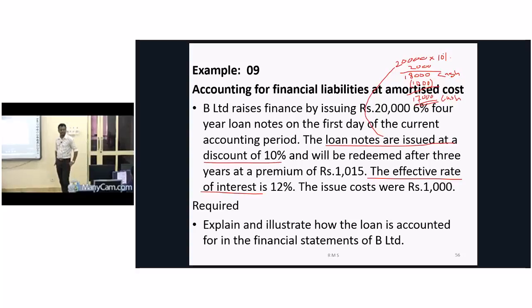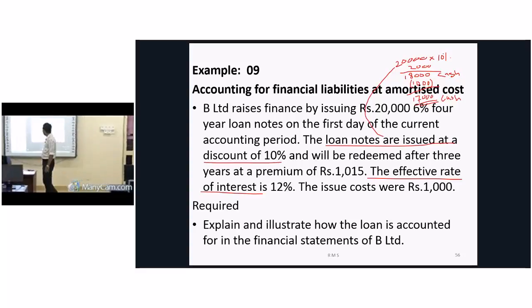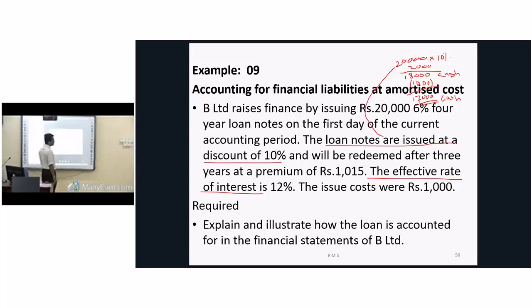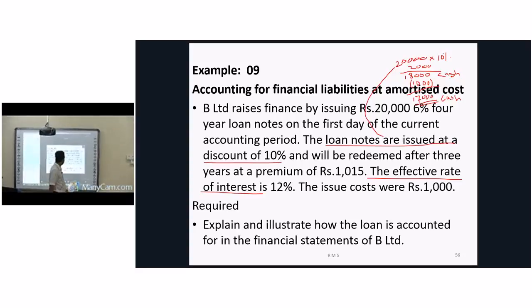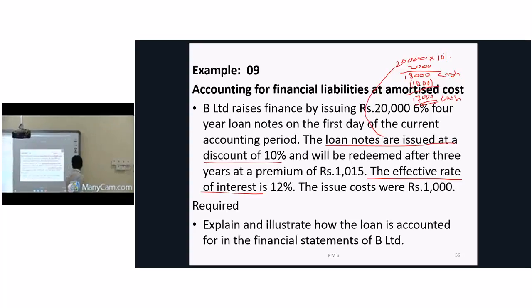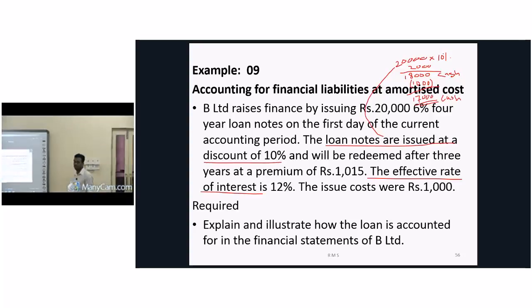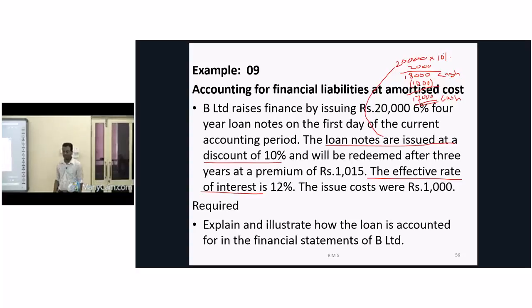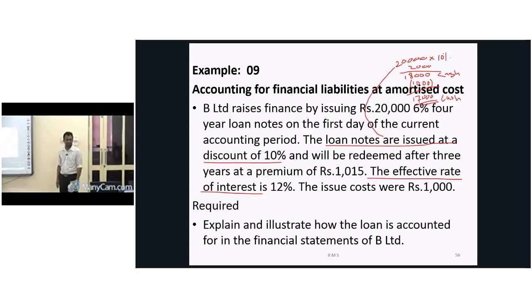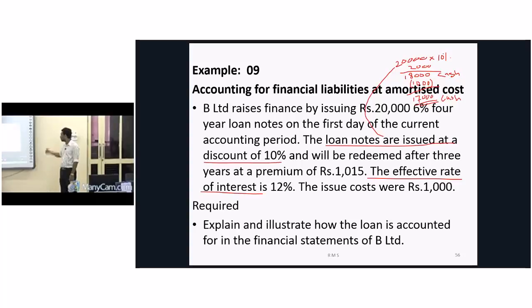Now these are the real facts. Loan notes are issued at a discount of 10% and will be redeemed after 3 years at a premium of 1015. So that is a real fact. The effective interest rate is 12%. There is another issue cost of 1000.